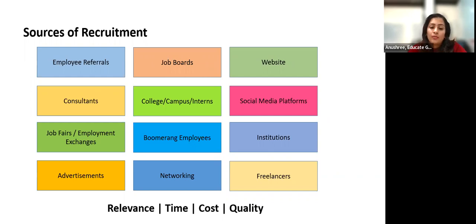Next are your boomerang employees. Boomerang employees are mainly your ex-employees, people who have worked for you, know the culture, have been in the system, and would want to come back. They must have moved due to various reasons, but they could definitely come back and add greater value because they understand the system, your culture, and the leadership over there. So be open to taking ex-employees. That's there.